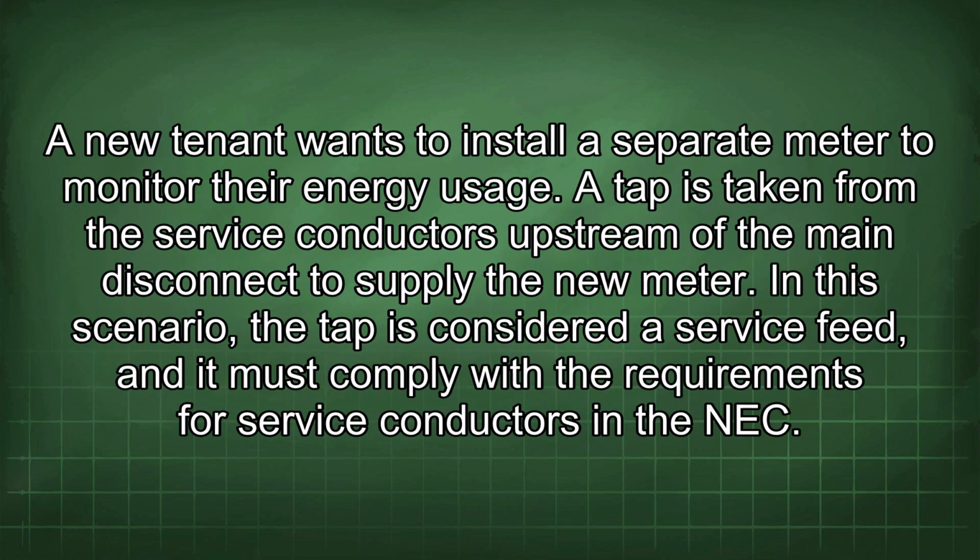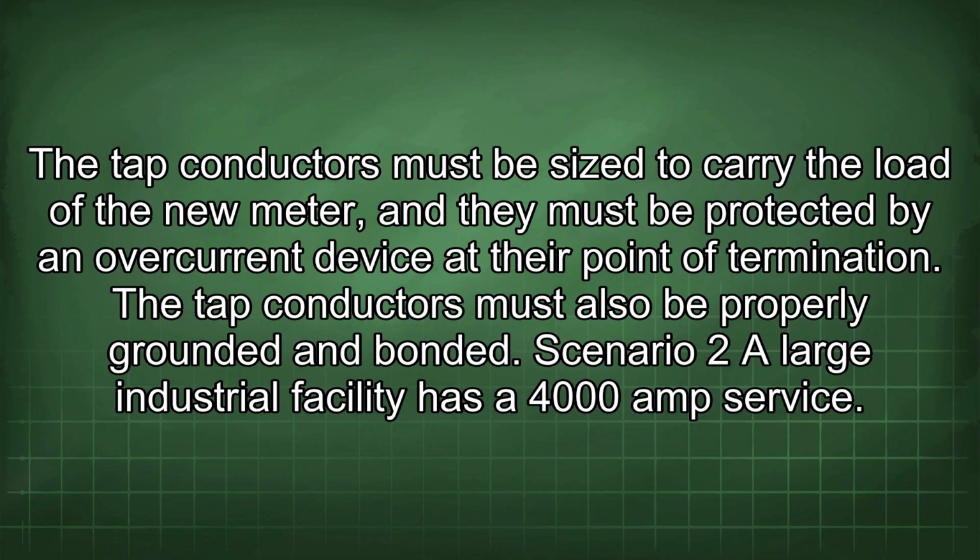A new tenant wants to install a separate meter to monitor their energy usage. A tap is taken from the service conductors upstream of the main disconnect to supply the new meter. In this scenario, the tap is considered a service feed, and it must comply with the requirements for service conductors in the NEC. The tap conductors must be sized to carry the load of the new meter, and they must be protected by an overcurrent device at their point of termination. The tap conductors must also be properly grounded and bonded.